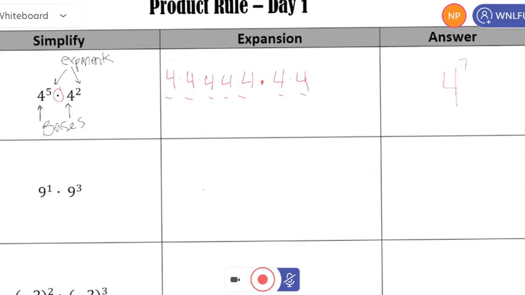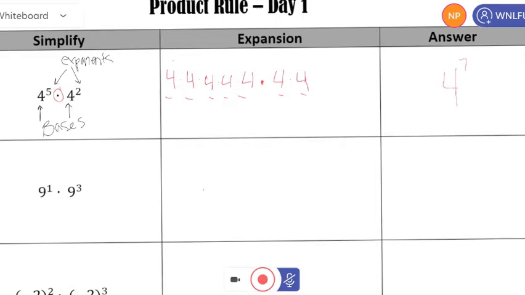Okay, let's do another one. So we have 9 to the 1st times 9 to the 3rd. So again, we're multiplying two numbers together, and both numbers have the same base of 9, and then we have an exponent of 1 and 3.